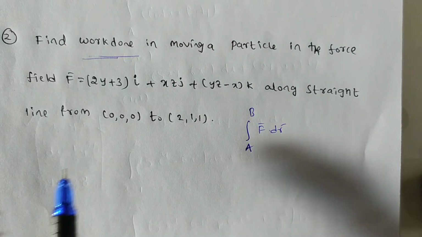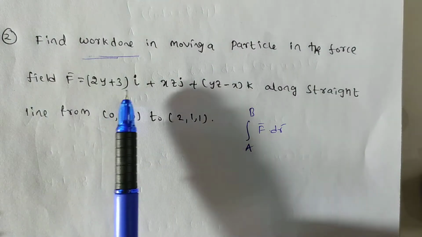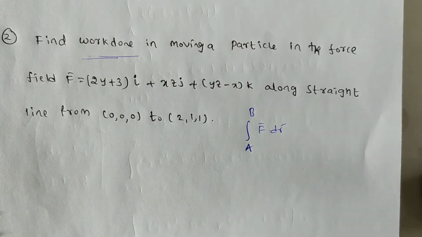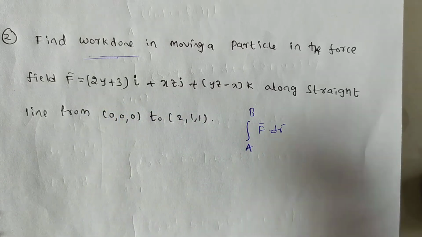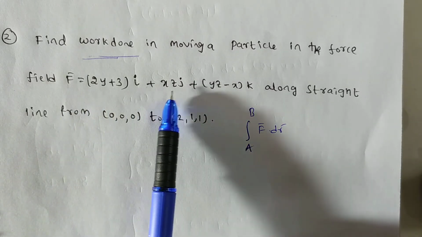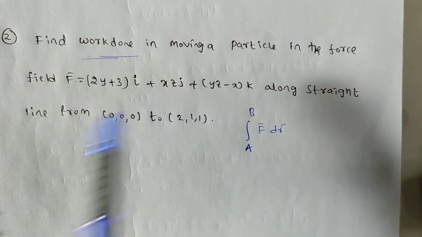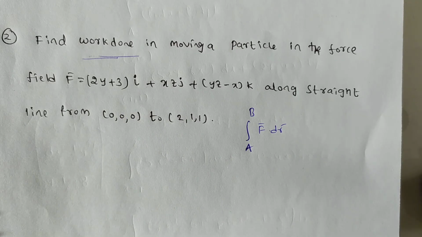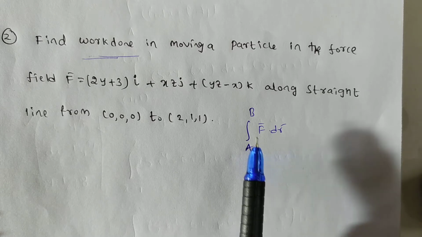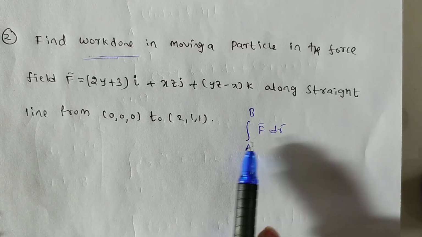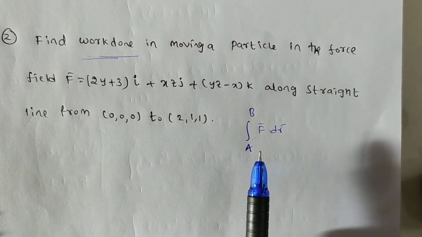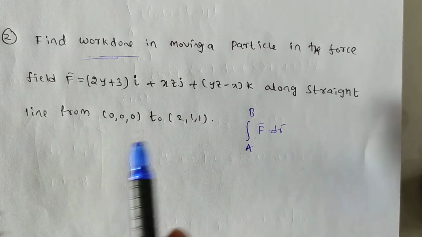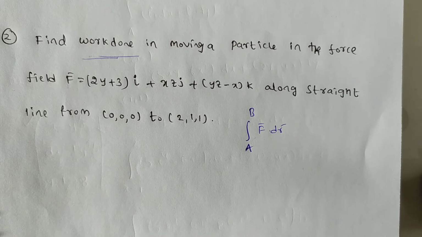So F bar dot dr bar is nothing but F1 dx plus F2 dy plus F3 dz. But here F bar is in terms of y, x, z, so in total it is a function of x, y, z. If you want to do the line integral along a line, how many variables does that line contain? Only one variable. But here there are three variables.